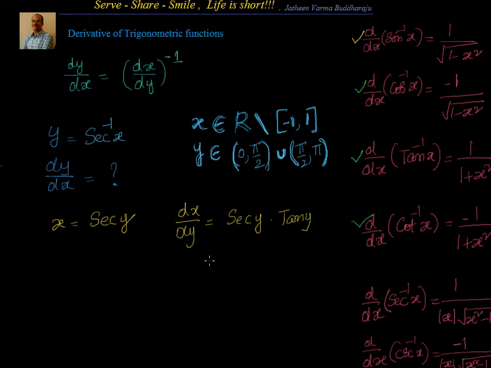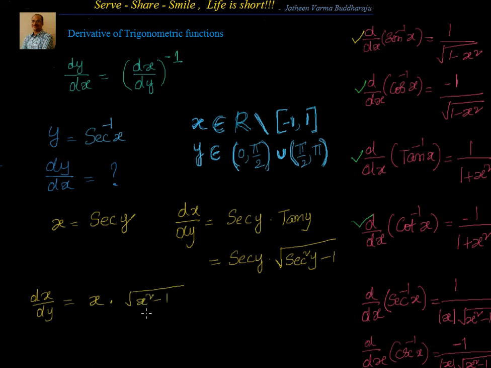Now what is secant y tan y? Nothing but secant y into square root of secant square y minus 1. How did we get this? Because we know secant square theta minus tan square theta equals 1. Therefore tan theta equals square root of secant square theta minus 1. So what is dx by dy then? dx by dy equals secant y, that is nothing but x, into square root of x square minus 1.